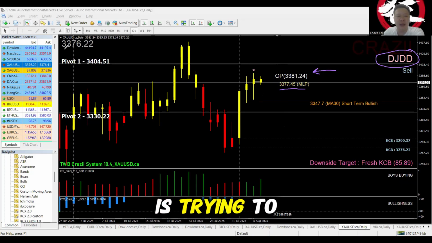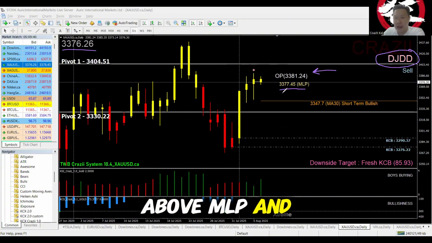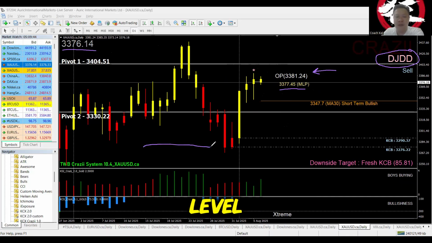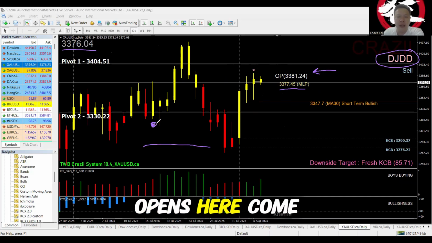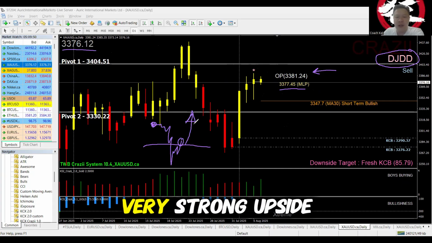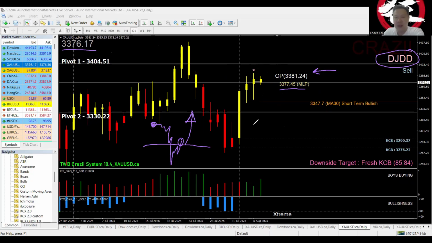The MLP now is trying to become the support. All right. So if the gold can stay above MLP and then go above OP, it'll be a very strong buy because MLP is like a middle level. If the gold opens here, comes down, touches MLP and rebounds, this is a very strong upside momentum. So that's why for this MLP, watch out for this.